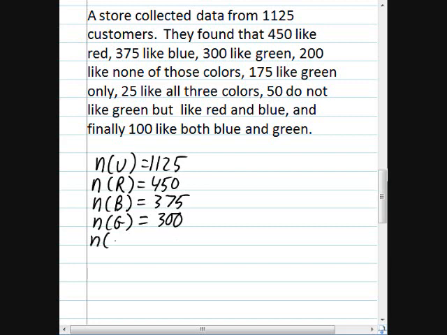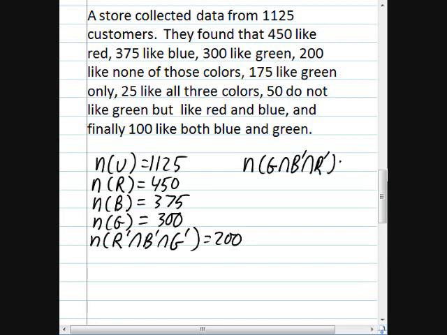We know that the number who are in R complement and B complement and G complement, so they don't like red, and they don't like blue, and they don't like green, so they like none of the colors, is 200. We also know that 175 like green only. So that's the number in the set G, and they're not in B because they don't like blue, and they're not in R because they don't like red. That's 175. We know that 25 like all three colors, so that's the number in the intersection of all three sets. They're in G, and they're in B, and they're in the set R. It's 25.